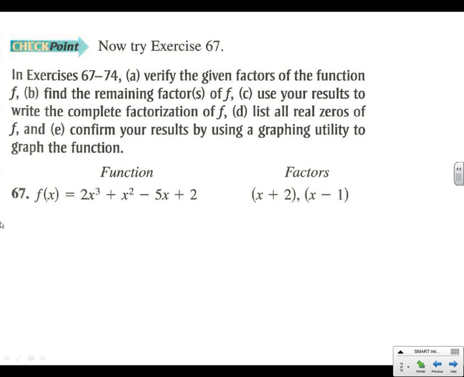All right, on 67, something similar is going to happen. And part E there says confirm your results by using a graphing utility. You're looking for all the places where your graph crosses the x-axis. That should match up with your factors.